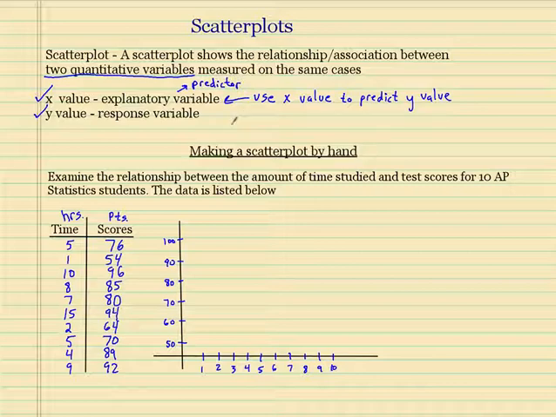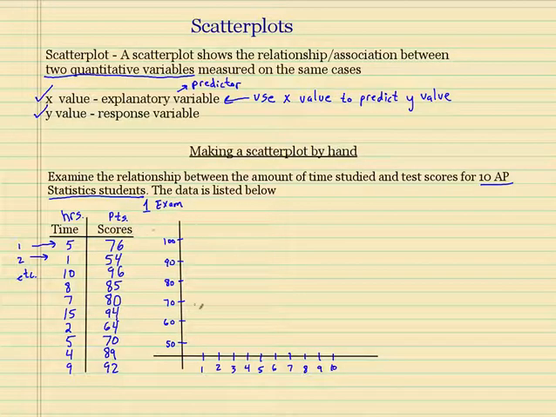Okay, some of you guys probably already worked with scatterplots in the past, but maybe not. So I'm going to show you how to do it by hand. So we came up with this problem. Examine the relationship between the amount of time studied and test scores for 10 AP statistics students. Here's the data listed below. This is for one exam. For example, this is student 1, this is student 2, etc. And that's where this comes in, on the same cases. So the cases in this problem are the 10 AP statistics students. We're measuring two variables on these 10 students.